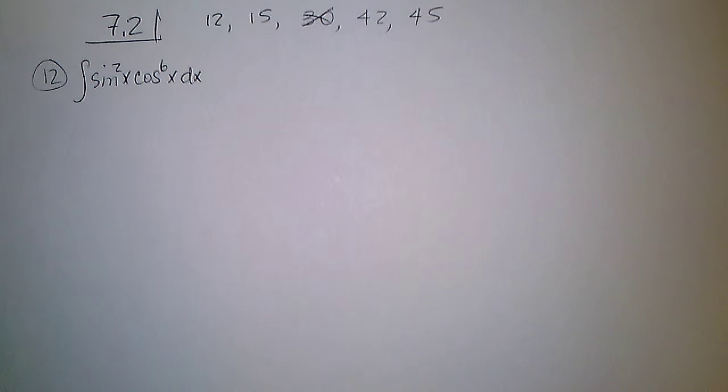We're going to do 7-2. Number 12 says the integral of sine squared x cosine to the 6th x dx. I think I'll do a reduction formula to reduce either one of those. It doesn't matter, but I guess I'll reduce the sine. So I'm going to pull up the formula that reduces a sine.